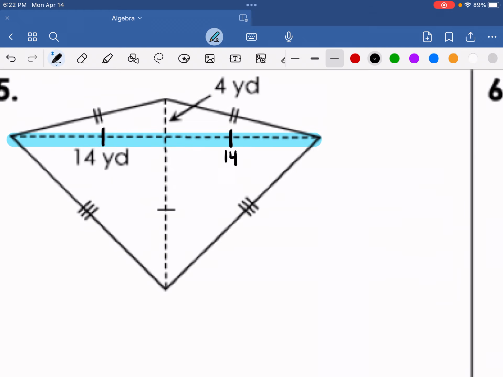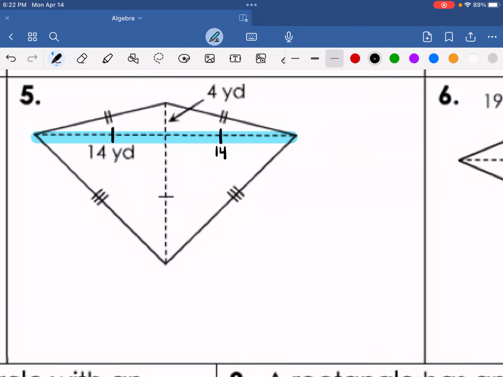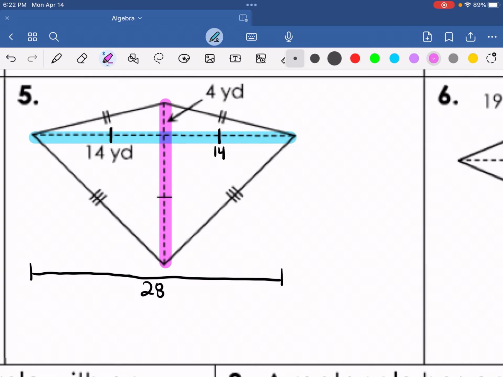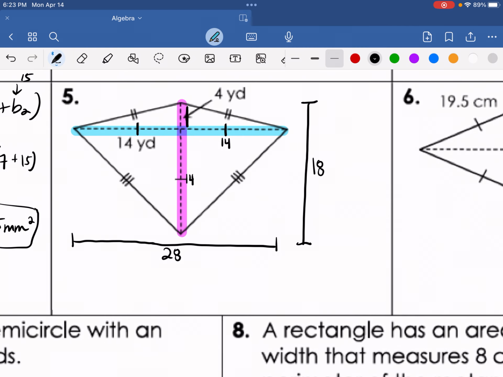If they put a tally, they're trying to tell you everything with the one tally is 14. So it means from the left all the way to the right, it is 28, because 14 plus 14 is 28. Now, how long is it from the top down vertically? Well, they tell you that this little piece is 4. So how long is this so we can add them? Well, it also has a tally, so it's 14. So if you add it, it means that you get 4 plus 14, which is 18. And that would be what we need. We need those two numbers.